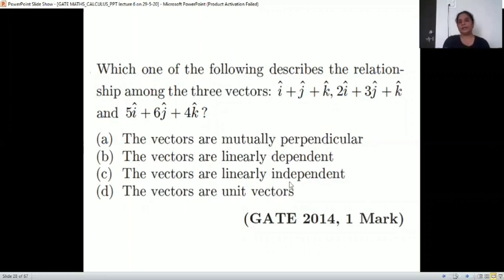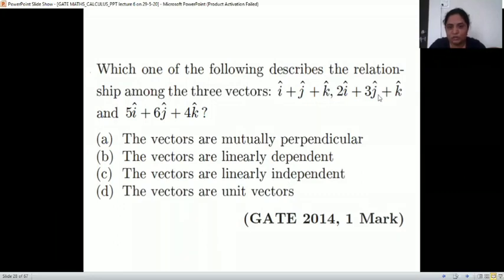Okay, dependent, independent. When do we say it is dependent and when is it independent? We have to check the determinant of the given three vectors. That is the determinant of 1, 1, 1, 2, 3, 1, 5, 6, 4. If it is 0, then they are dependent vectors. And if it is non-zero, then they are independent vectors.